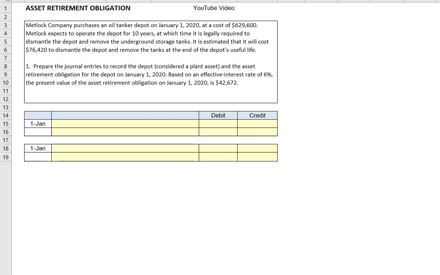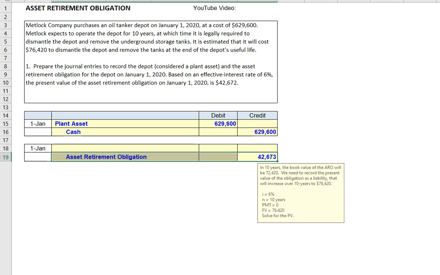$42,672. So for our journal entry to record the purchase of the depot, we debit plant asset for $629,600 and we credit cash. Then we need to record an asset retirement obligation, and that's going to be the present value of that $76,000 discounted at 6% interest for 10 years.